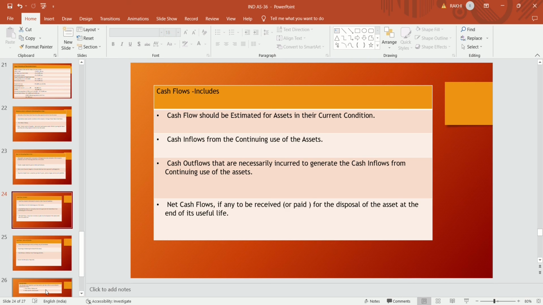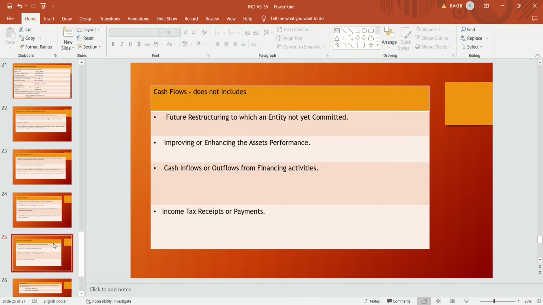So we will include the current condition cash flow, and the cash flow which is generated from continuous use, reducing the cash outflow from the cash inflow. And also the net cash flow, if any, to be received or paid for disposal of the asset at the end of its useful life. That means at the terminal point of that asset, at the time of sale of that asset at the end of the useful life, how much cash flow is to be generated.